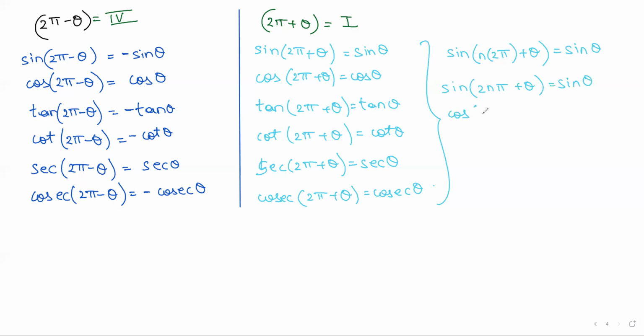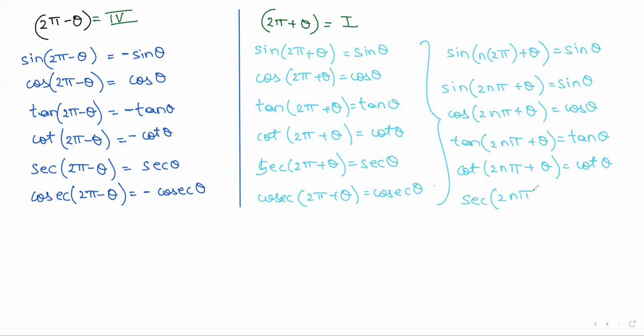Similarly, for all trigonometric functions, cos of 2n pi plus theta is equal to cos theta. Tan of 2n pi plus theta is equal to tan theta. Cot of 2n pi plus theta is equal to cot theta. Sec of 2n pi plus theta is equal to sec theta. Cosec of 2n pi plus theta is equal to cosec theta.